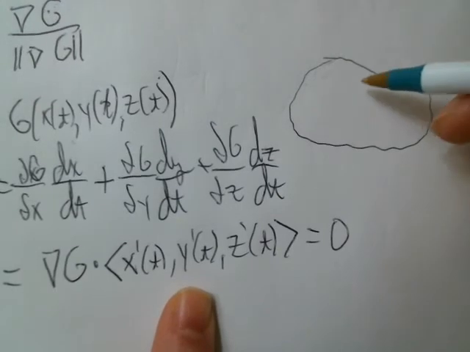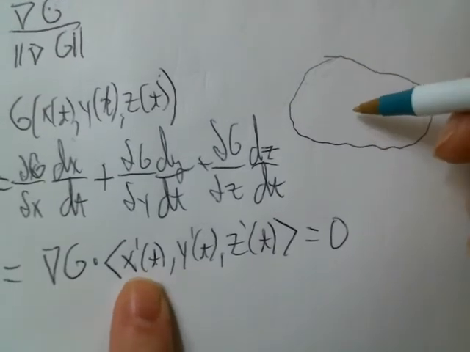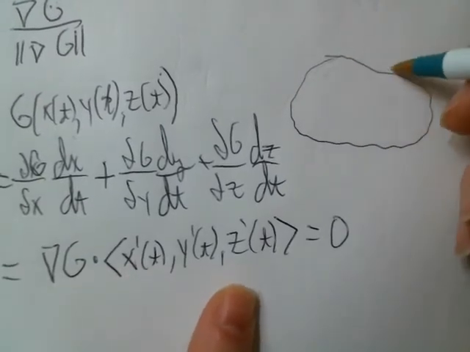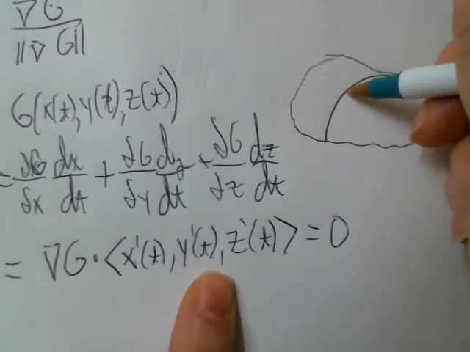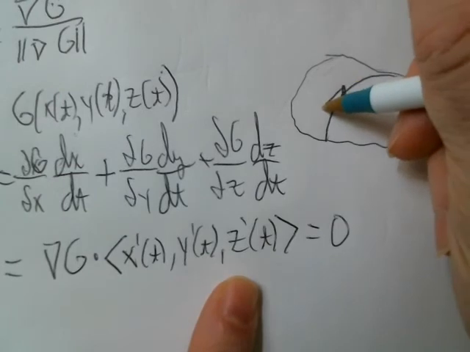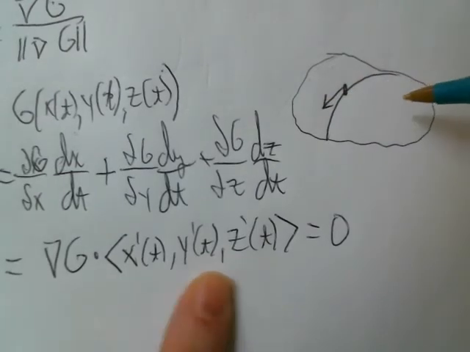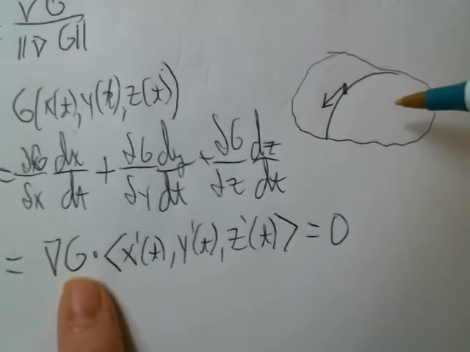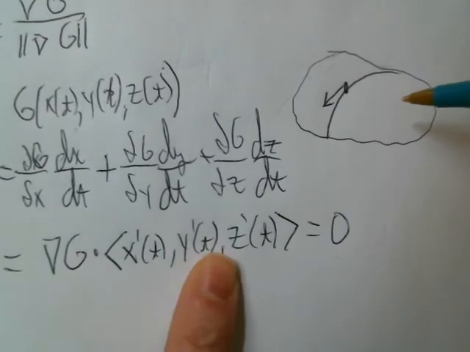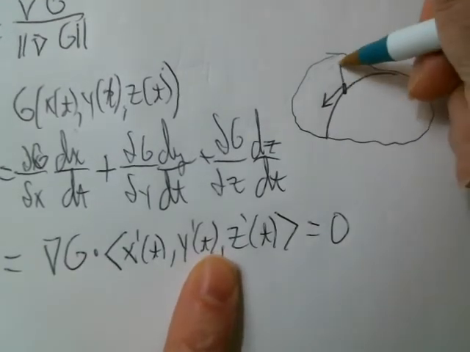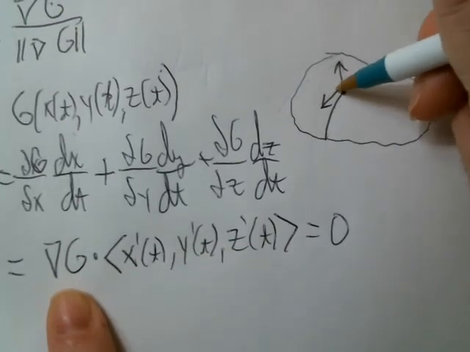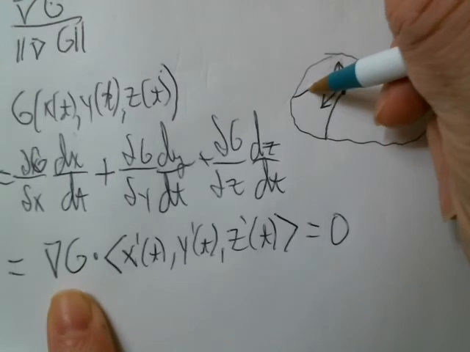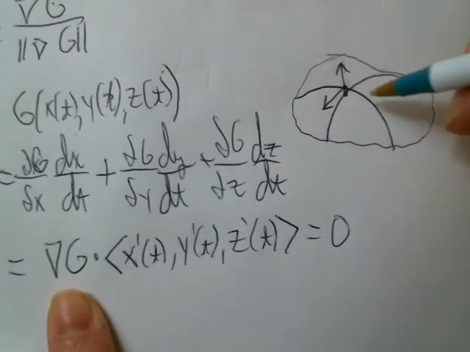So if this is my surface in 3 dimensions, maybe you have some r of x, y, z going over it. And this x prime, y prime, z prime is a tangent vector on it, like this. And this formula, this dot product, says that this vector and this vector are perpendicular. So this gradient vector here would be orthogonal to this tangent vector, and that's true for any curve that you put on the surface, right?